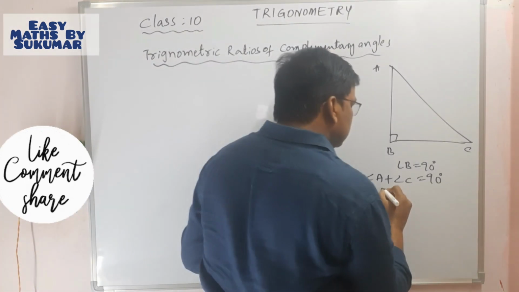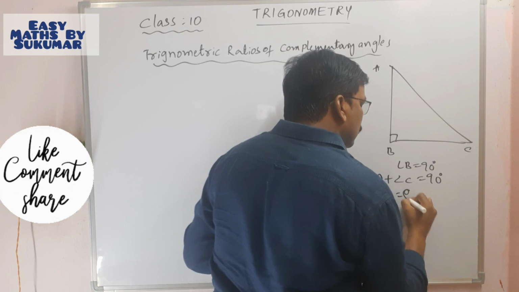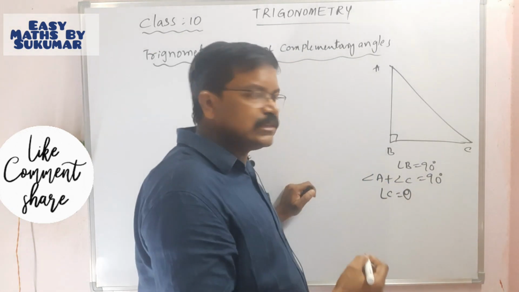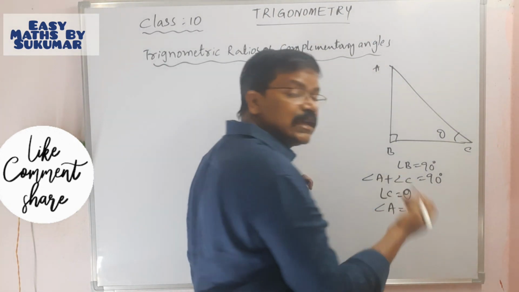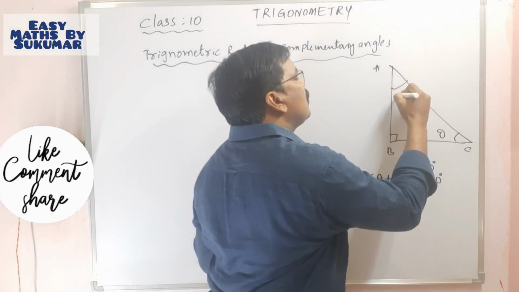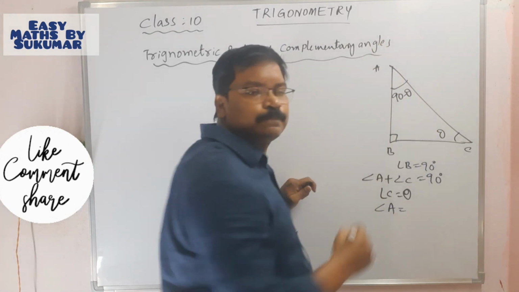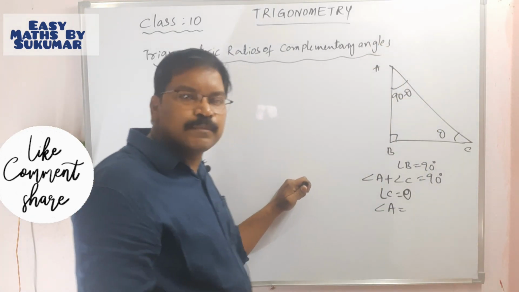Suppose angle C is equal to theta. What about this angle A? This angle A is 90 minus theta.